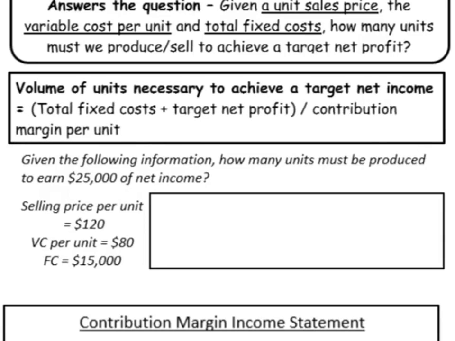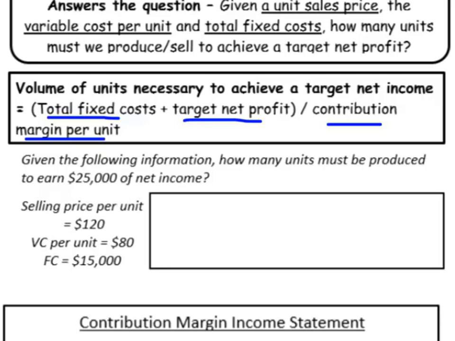And it's the volume of units necessary to achieve a target net income. That is going to equal our total fixed costs plus the target net income, or target net profit, those two items combined, divided by our contribution margin per unit. So total fixed cost plus our target net income divided by our contribution margin per unit.